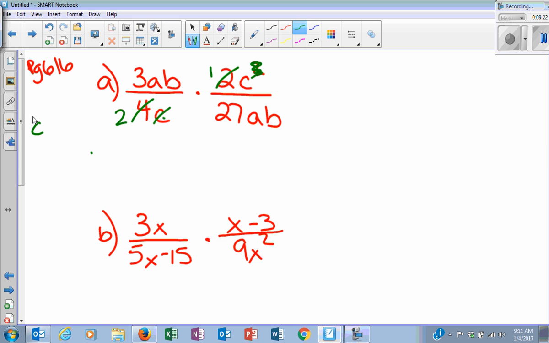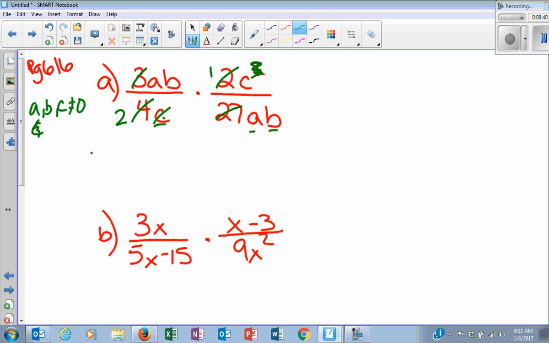So A, B, and C are all not allowed to equal 0, because any of those would make the bottom 0. So that's my restriction. So I want to think about those first. Now I go ahead and just start crossing things off.